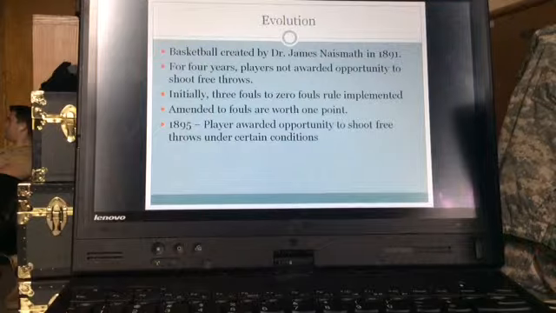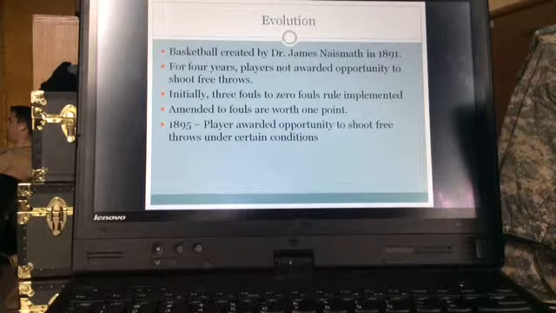Finally, in 1895, players were awarded the opportunity to shoot free throws under certain conditions. Those 5 conditions, as I stated earlier, were shooting foul, technical foul, flagrant foul, clear path foul, or if the team was over the limit.